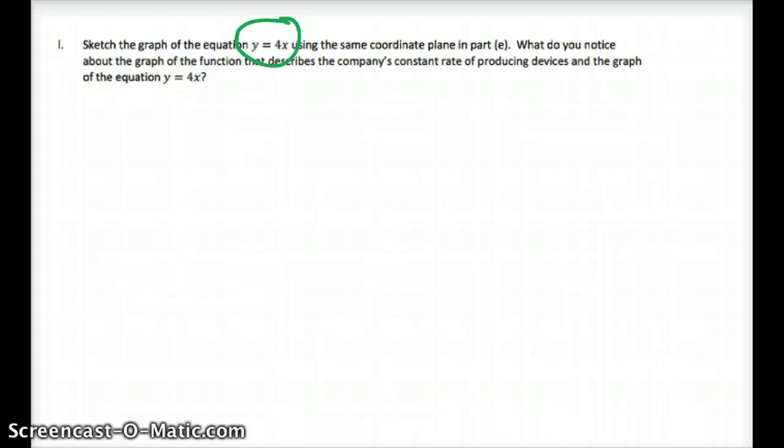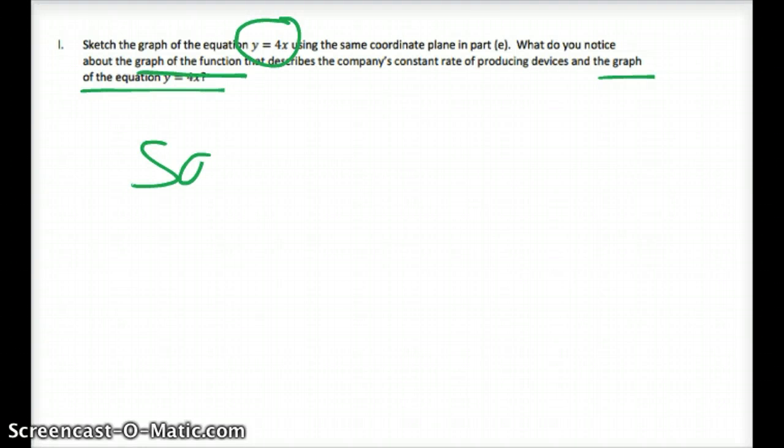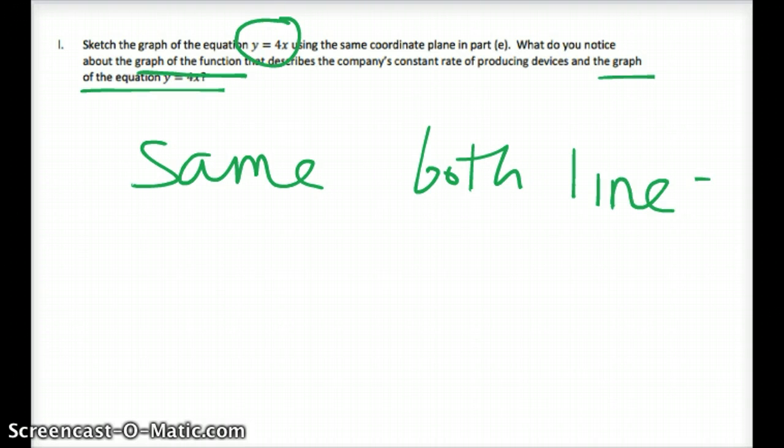Sketch the graph of the equation y equals 4x using the same coordinate plane. What do you notice about the graph of the function that describes the company's constant rate of producing devices and the graph of the equation? They're the same. They're both lines.